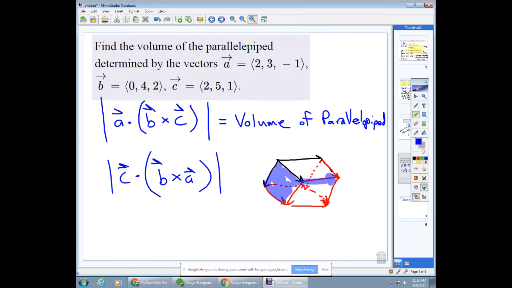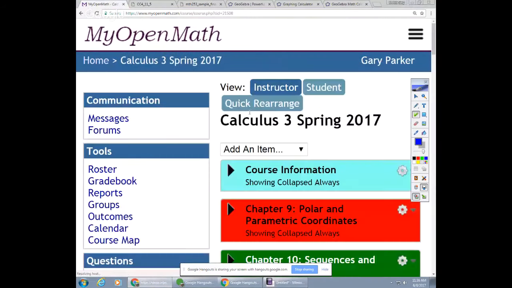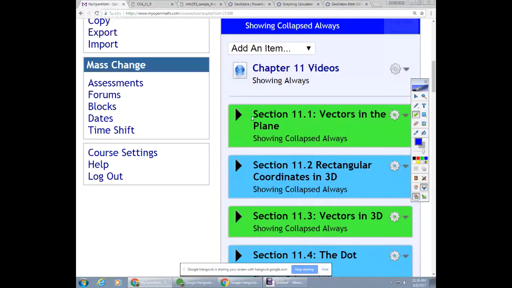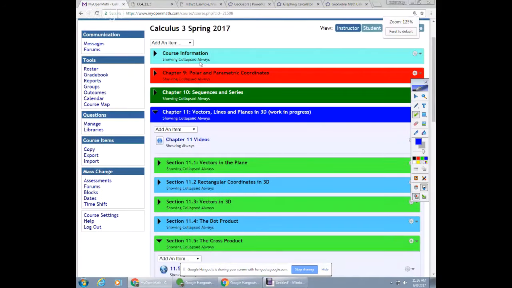All right, what else do you guys want to look at? What's that? Polar stuff? Yeah, we haven't done polar in a long time. Let's take a look at polar.